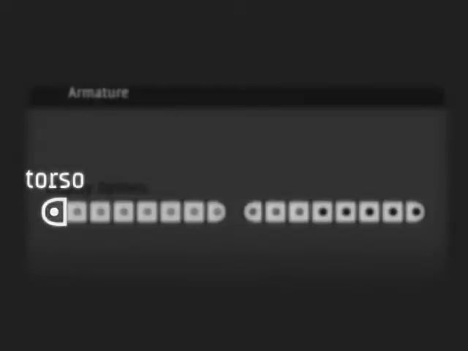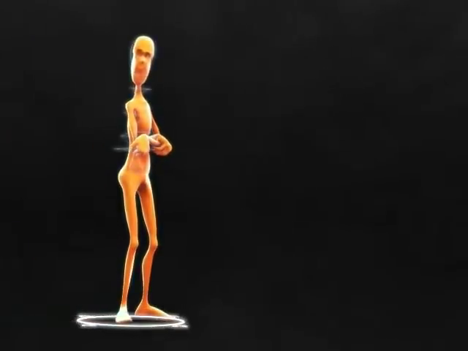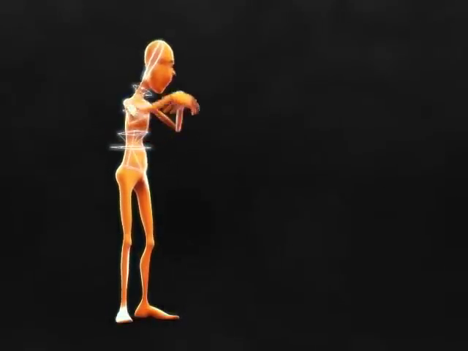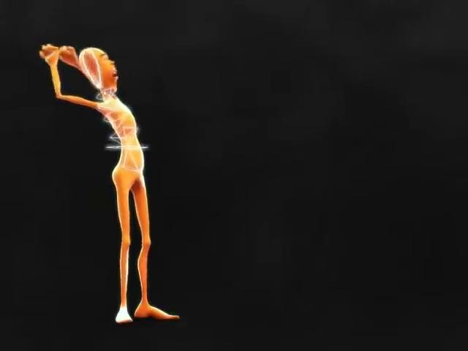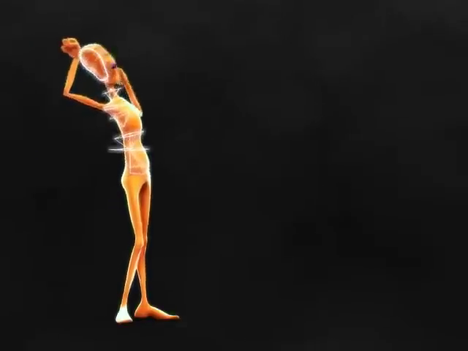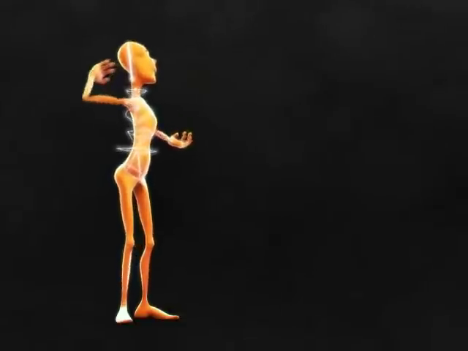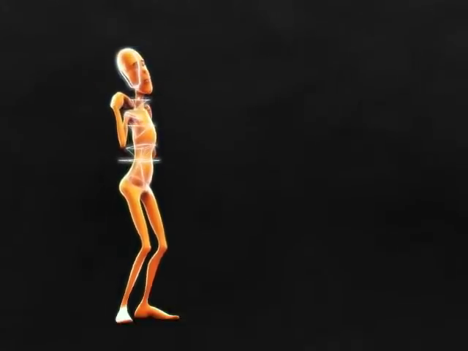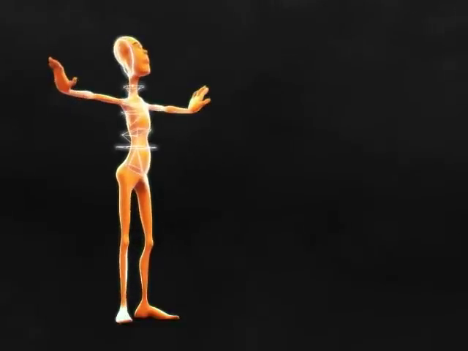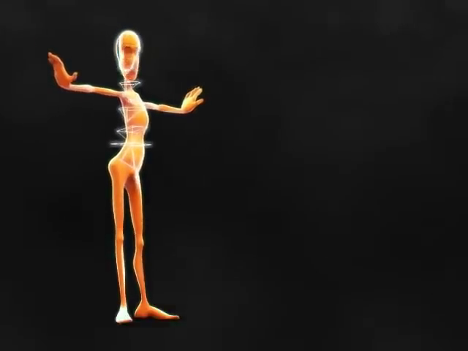Layer 1 controls allow posing of head, neck, and torso. Bones with a squarish outline indicate that you can move and also rotate them. Head rotation is independent of the torso for ease of posing.